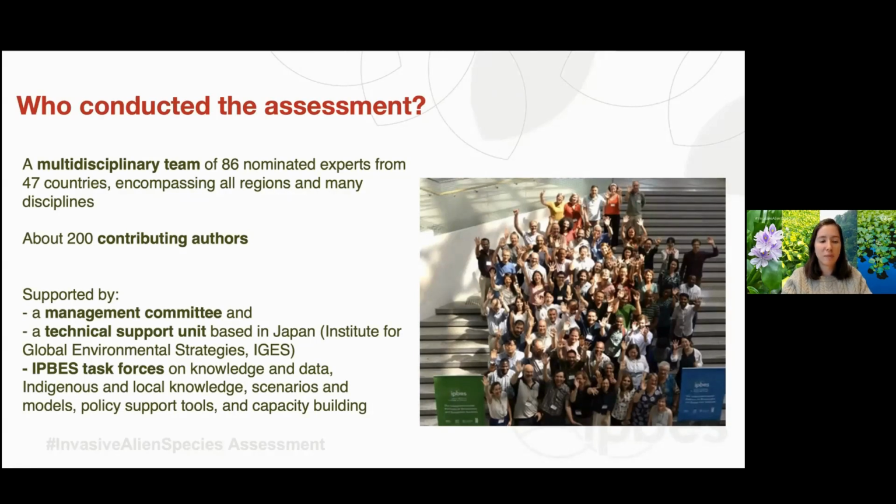These experts were supported by a management committee composed of members of the IPBES Multidisciplinary Experts Panel and the Bureau, and a technical support unit based in Japan. I was part of this technical support unit. We also collaborated with all the IPBES task forces on knowledge and data, indigenous and local knowledge, scenarios and models, policy support tools, and capacity building to help us produce an assessment with the highest quality standard.